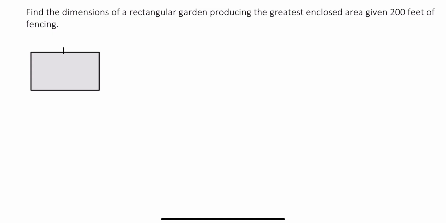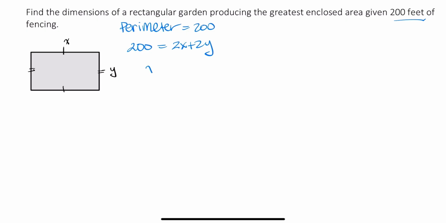So here's my garden. This is x. This is y. And the amount of fence that we're given, well, this is the perimeter. So the perimeter equals 200. But we also know that this perimeter is equal to 2x plus 2y, or x plus y equals 100.